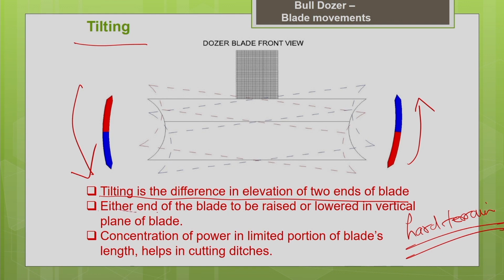Basically either end of the blade is raised or lowered in the vertical plane. The concentration of the power in the limited portion of the blade's length helps in cutting the ditches. So it helps in cutting the soil in a very hard terrain.